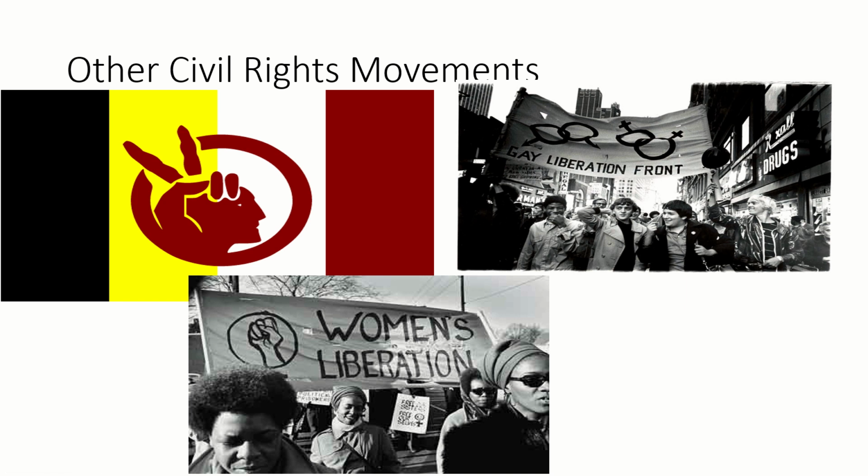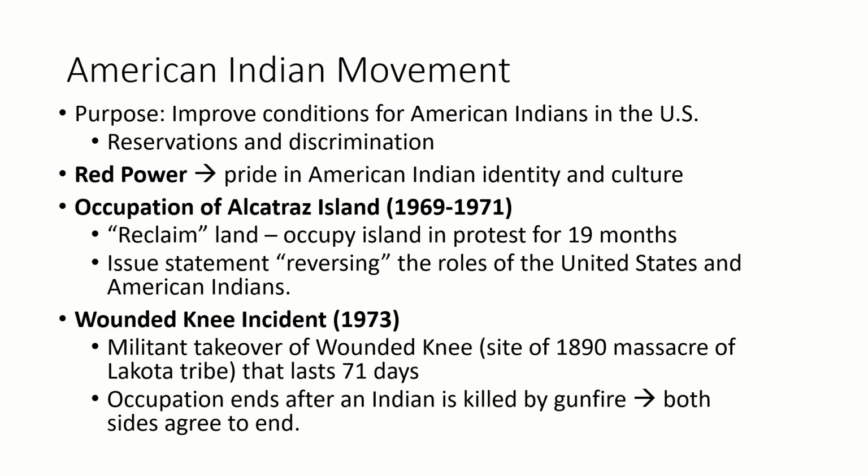But outside of just the African American civil rights movement, this is a time where a lot of marginalized groups are standing up to demand rights. One of these groups is the American Indian Movement, or AIM. And its purpose was to just improve conditions for American Indians. And so they come up with, similar to Black Power, an idea called Red Power. And they're going to do a couple of high-profile things to try to raise the status of American Indians in the United States.